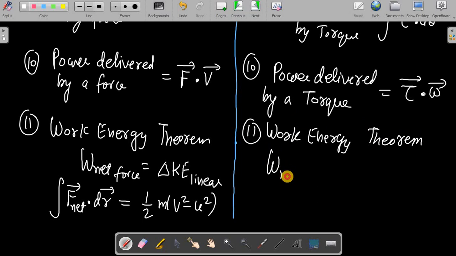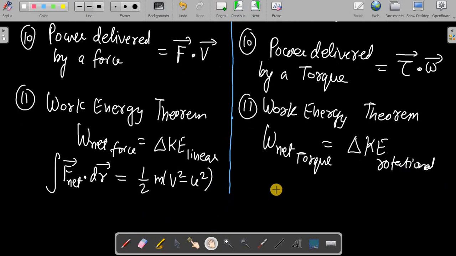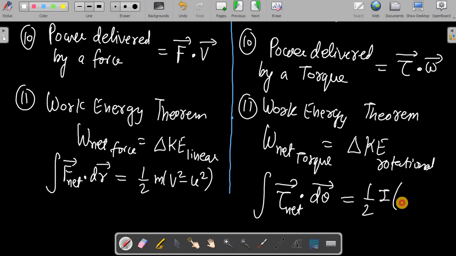Work energy theorem means work done by net torque is change of kinetic energy, rotational kinetic energy. Okay, so what is rotational kinetic energy? That we can tell. So work done here is net torque dot angular displacement. This will give half I, final omega 2 square minus omega 1 square. Okay, this is what it is. So many analogies will come, lot of applications are going to come. So we will be using all this in our calculations.